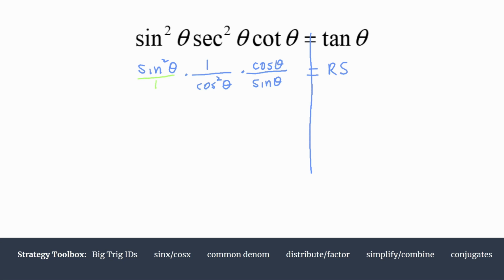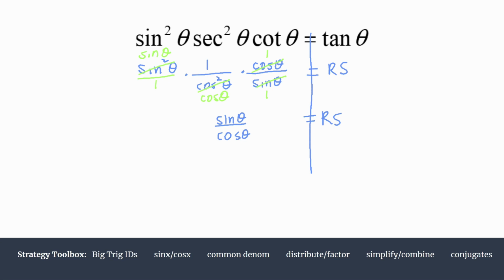If it helps you to write the sine squared over 1, you can do that. But we see that one of the sines cancels out. So sine squared up here will become just plain old sine theta. And the sine in the denominator will cancel to 1. And then a similar thing will happen with this cosine theta. One of the cosines will cancel, and we'll be left with a cosine theta in the denominator. So let's rewrite now. We're left with a sine theta over a cosine theta equal to the right side.